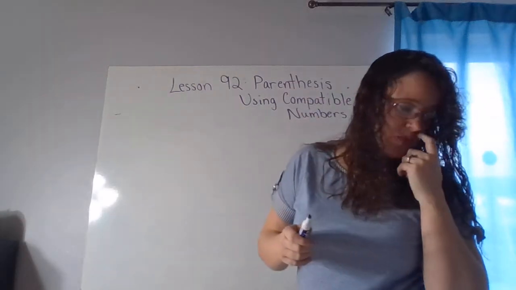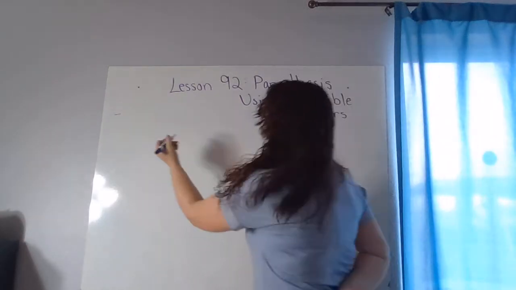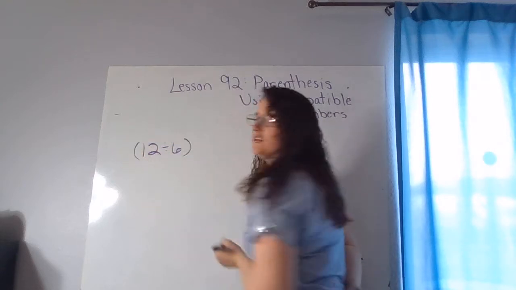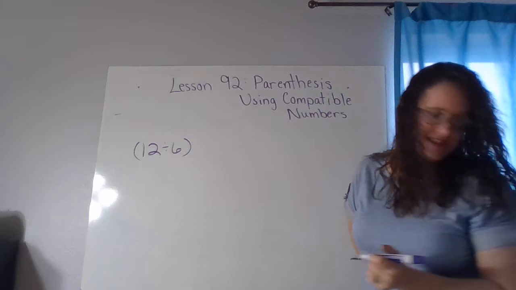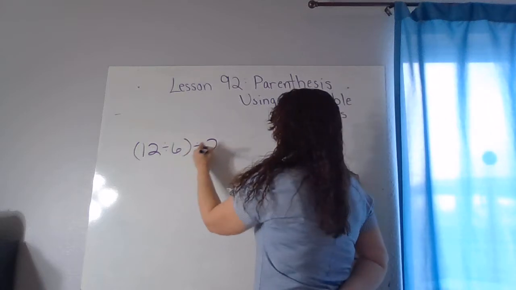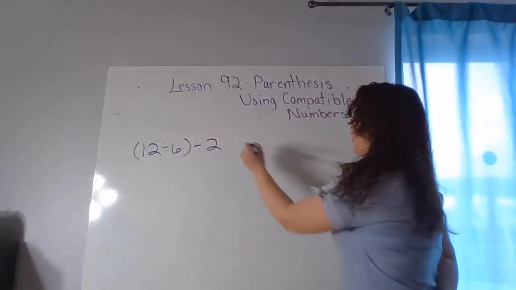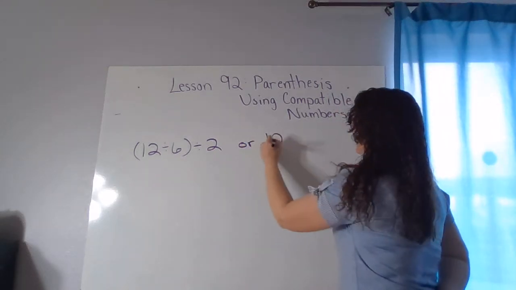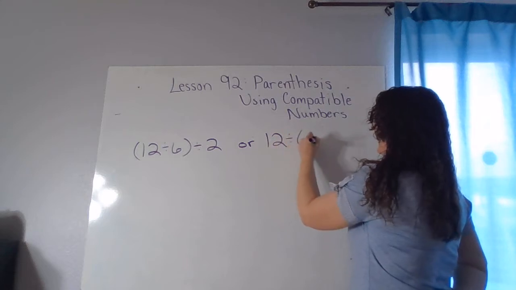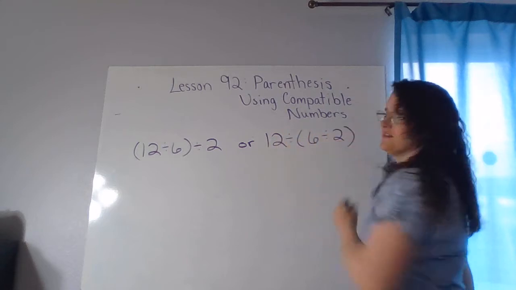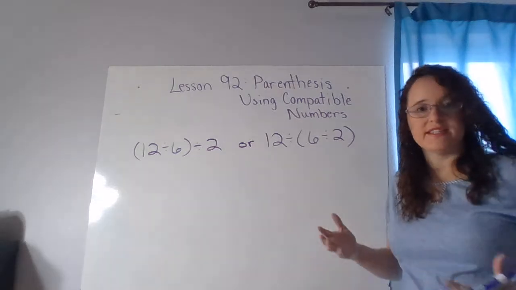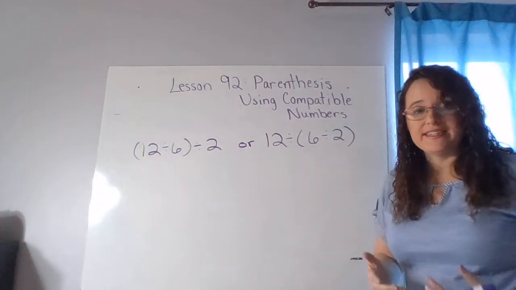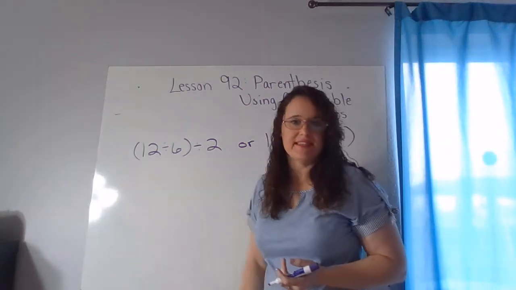So this one says, which is greater? And then it has 12 divided by 6 in parentheses, and then divided by 2, or it has 12 divided by 6 divided by 2 in parentheses. So what's the difference in these two problems? We're dividing, we have the same numbers. Well, the difference is the parentheses.